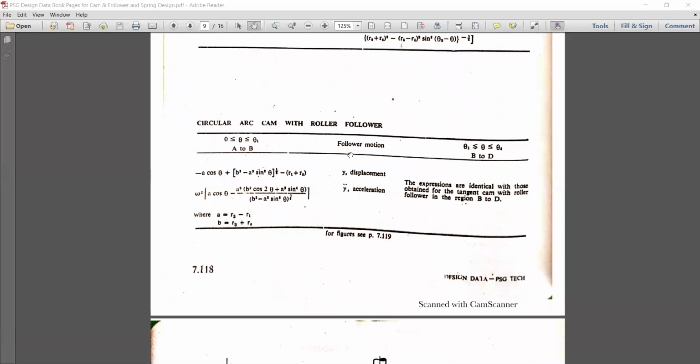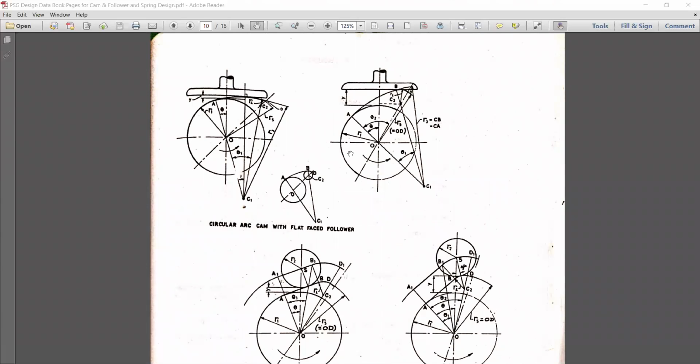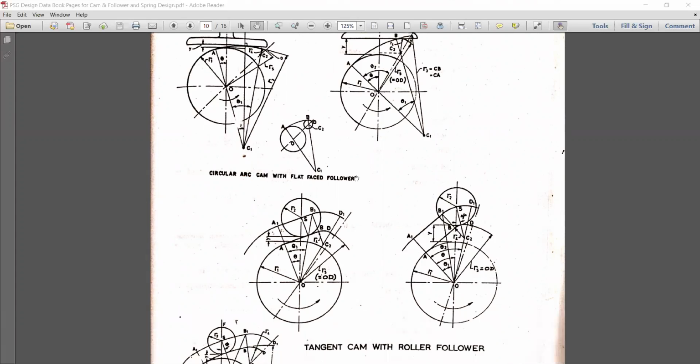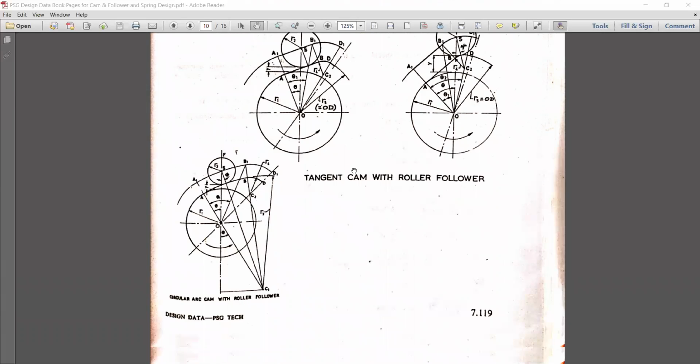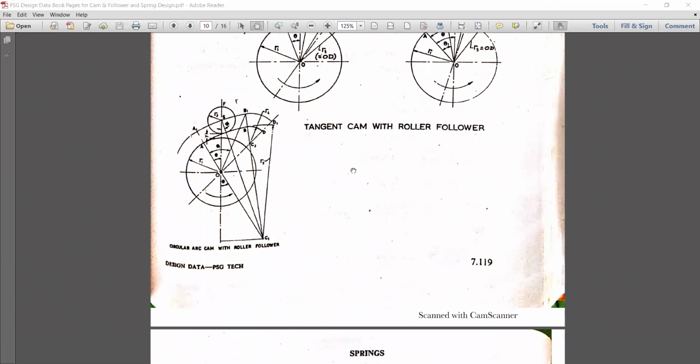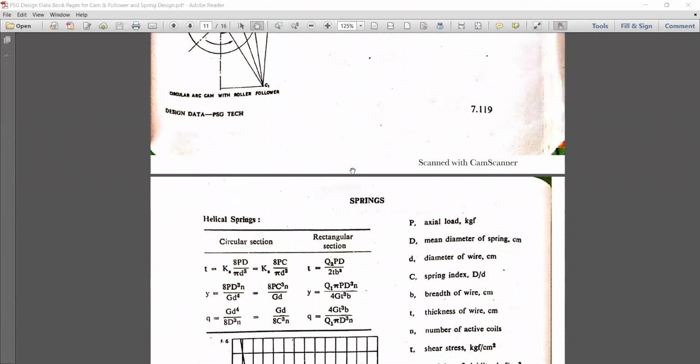Then circular arc cam with roller follower. Here is the arrangement of the different followers with the cam profile. The first one is a flat follower, the second one is a tangent cam with roller follower, and the third is a circular arc cam with roller follower. These are up to 7.119. The equations and standard data related to the design of the cam are shown in PSG.